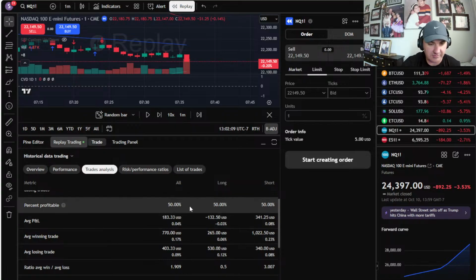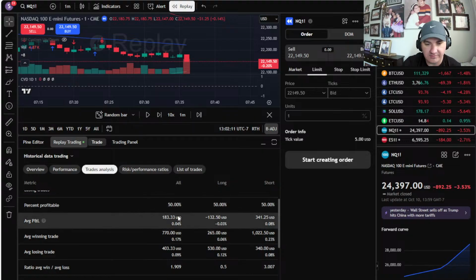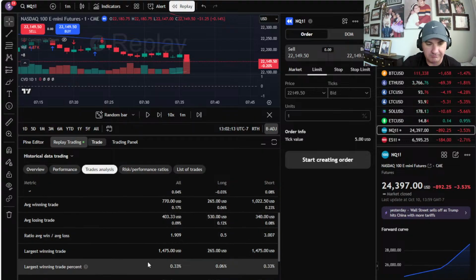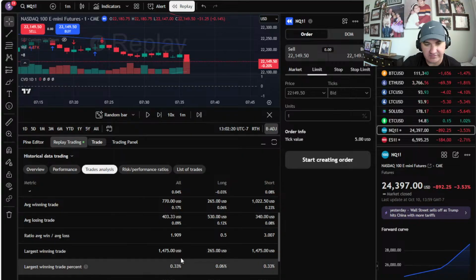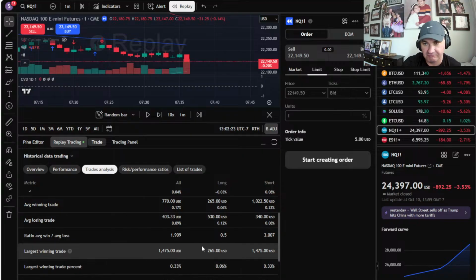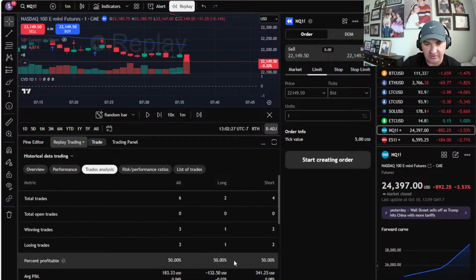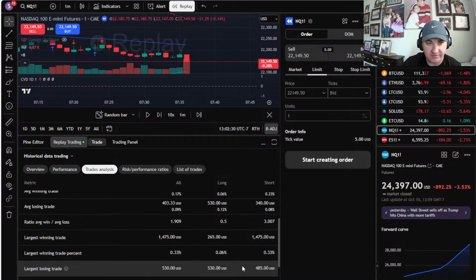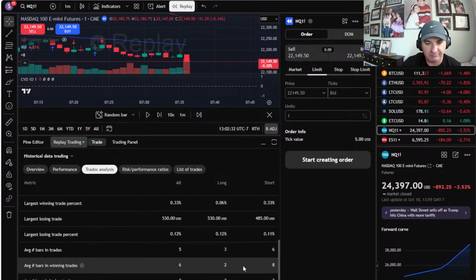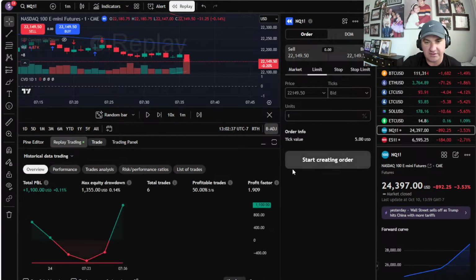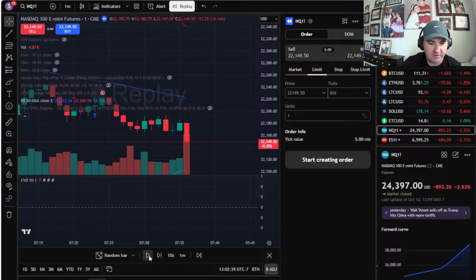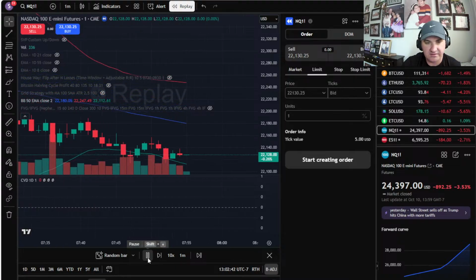The percent of winning trades is apparently 50. I think it's going to be lower in the long run. But you can see the largest loss was only 530, but the largest win, 1500. That's the power of this strategy. You can get much larger winners than losers very easily with this setup. So this would be the end of that day. Let's run another day.